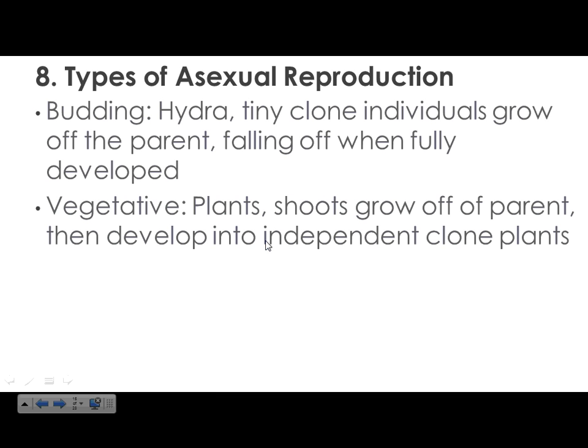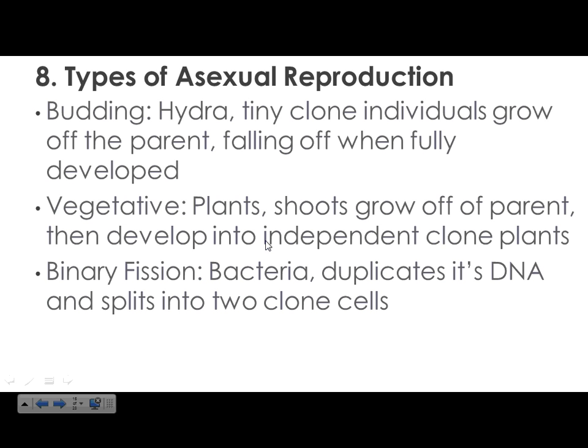Vegetative. So it's got the word vegetable in it. So this is something that plants do. Potatoes, strawberries, vegetables. This is where shoots are going to grow off of the parent, and then they're going to develop into independent clone plants.